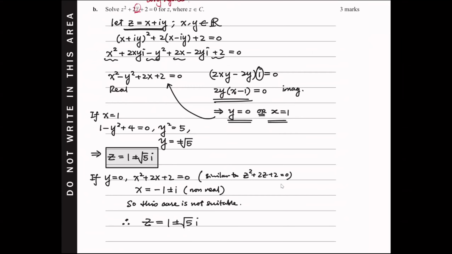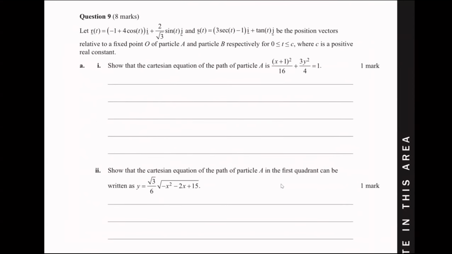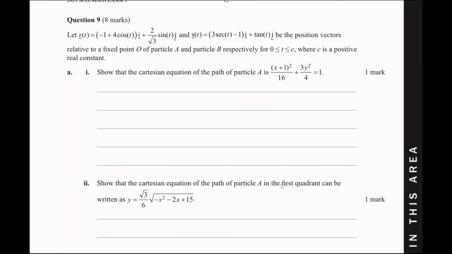And then lastly, if you take a look at question 9, it has multiple parts, 8 marks, 6 parts. So r of t is actually an ellipse. So s of t is actually a hyperbola. Secant, tangent, that's a hyperbola. Cosine, sine, that's an ellipse. Position vectors relative to a fixed point O of particles A and B respectively, for t greater than or equal to 0, less than or equal to c. c is a positive real constant. It doesn't specify what c is.